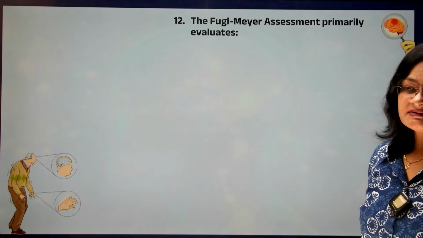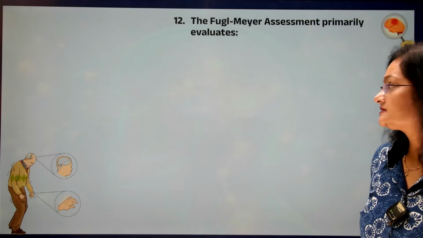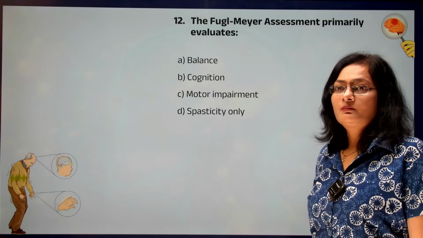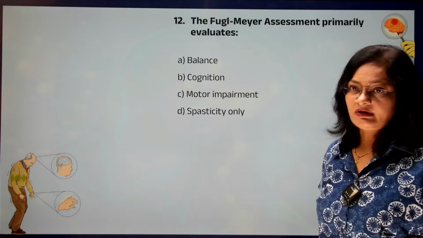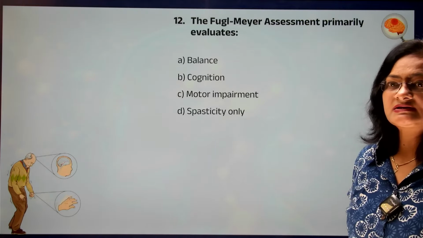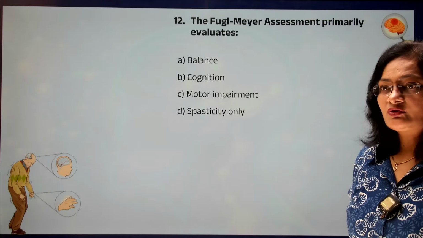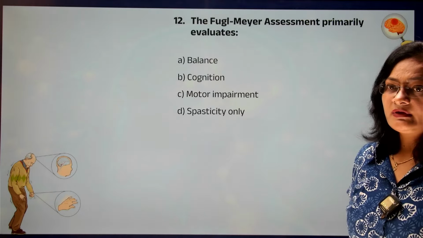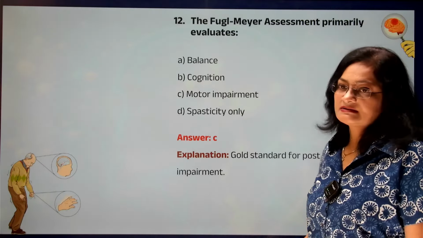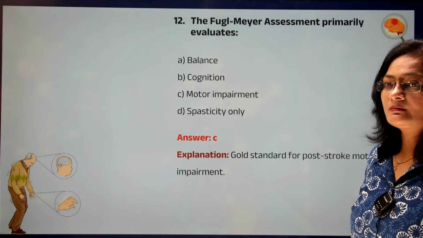Then the next part: the Fugl-Meyer assessment primarily evaluates balance, cognition, motor impairment, or spasticity only. So as we have discussed, balance will be assessed with the use of BBS, cognition by the MMSE, motor impairment, which includes joint range of motion and motor function, by Fugl-Meyer, and spasticity by the Modified Ashworth. So our answer will be answer C. Fugl-Meyer is the gold standard test for post-stroke motor impairment.